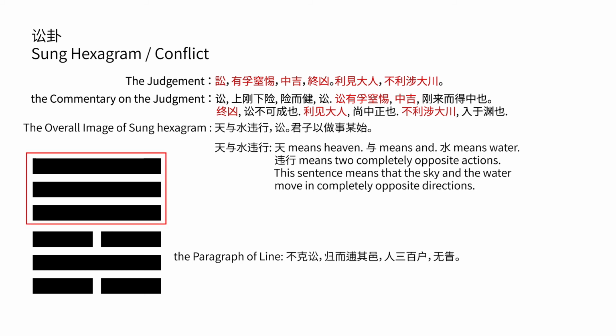The upper trigram of Song hexagram is the heaven trigram. This trigram has the meaning of heaven, because the three lines that make up this trigram are all yang lines, so it is the purest and heaviest yang energy in the eight trigrams. The trend of yang's movement is upward. The lower trigram of Song hexagram is the water trigram. This trigram has the meaning of water. The trend of the water trigram's movement is downward. The energy of the upper trigram and the lower trigram of Song hexagram are going in opposite directions. This is what Confucius wanted to say.